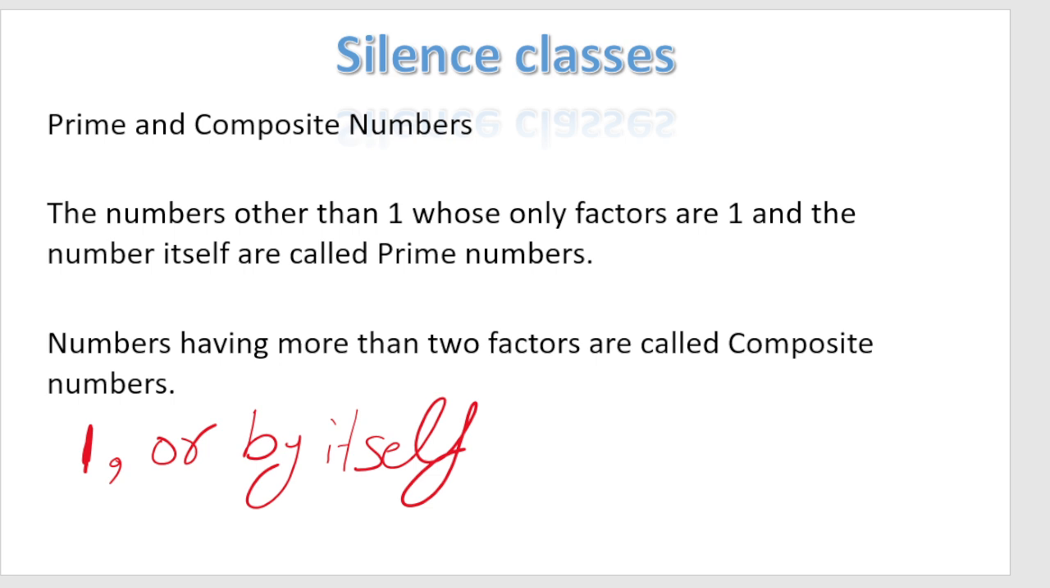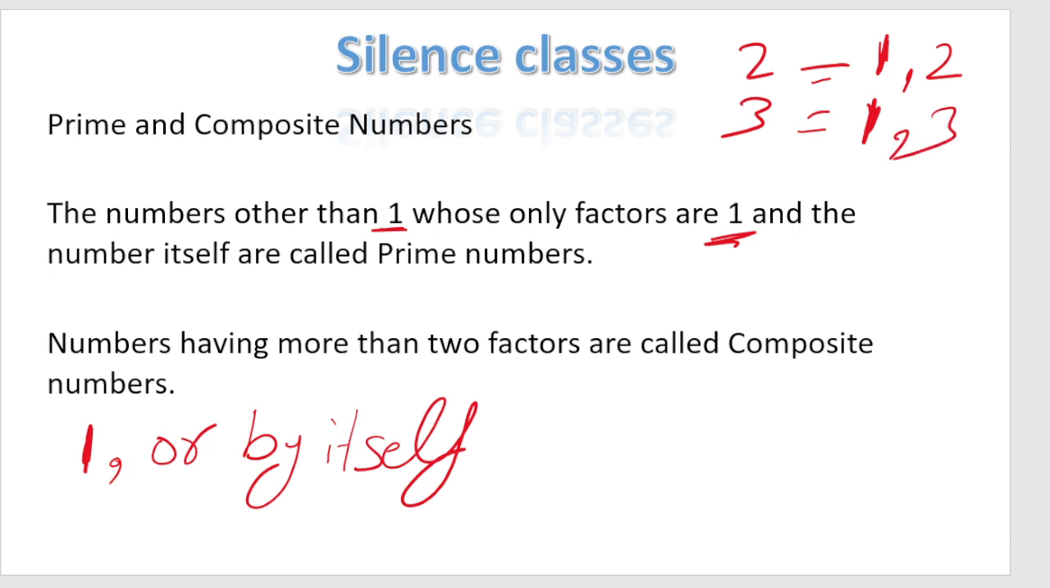Means if there is any number which is only divisible by 1 and by itself, all those numbers are prime numbers. Like, except 1, let's take 3. Let's take 2. 2 is also a prime number because we can divide 2 only by 1 and by 2. We can divide 3 by 1. Factors are 1 and the number itself, 3.